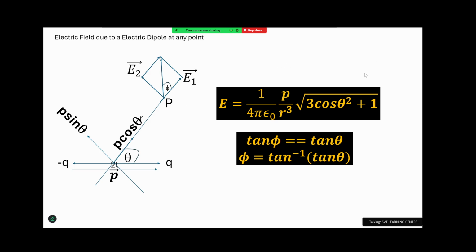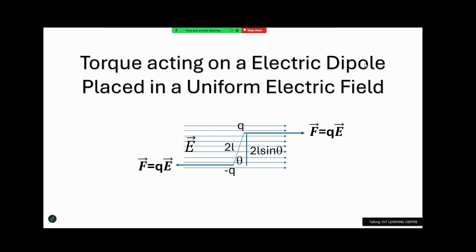So we go to the next part, and here we look at the torque acting on an electrical dipole placed in a uniform electrical field. Last time we saw what a uniform electrical field is. All electrical field lines are parallel. The electrical dipole itself is made up of two charges, minus q and plus q. They are separated by a distance 2l, and they are placed in an external electrical field capital E, such that the dipole itself is making an angle theta with E.